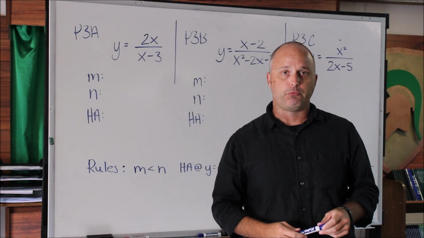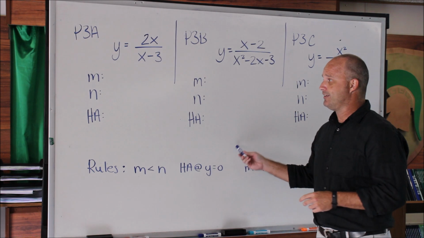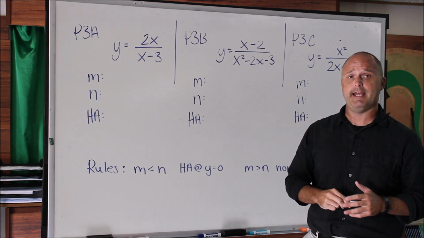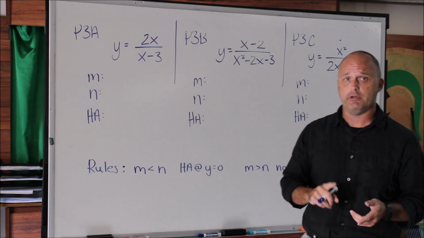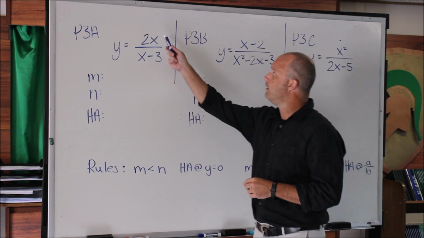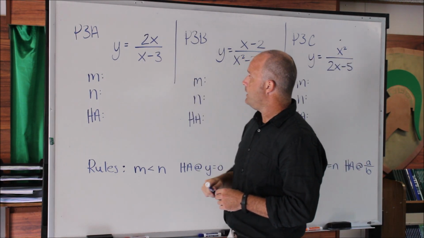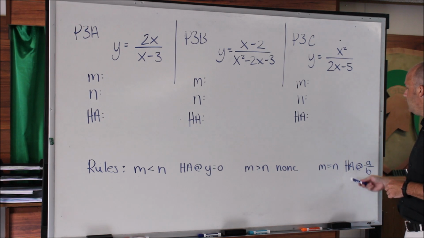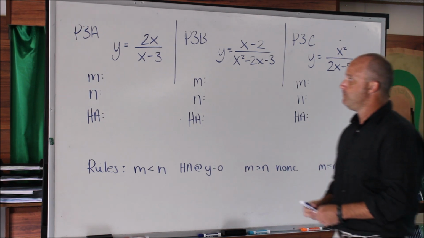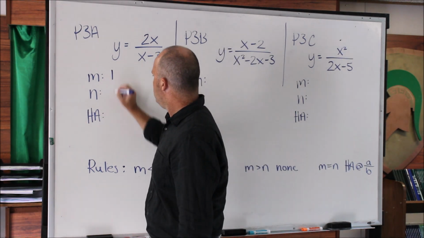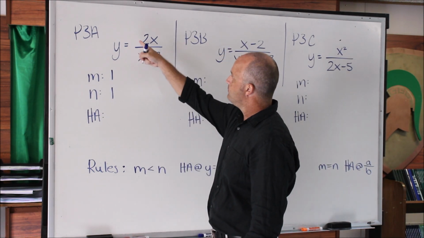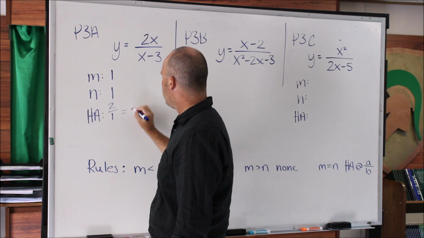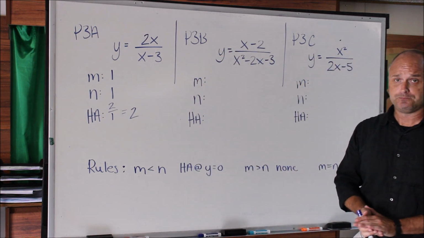Now for problems 3a through 3c, we're going to look to see if we can figure out what the horizontal asymptote is. So we've got y equals 2x over x minus 3 in 3a. So we're going to look again at what are the degrees of the numerator and denominator. So up here, we've got an x to the first, and down here we've got an x to the first as well. So go back to the rules, which tells you anytime that m equals n, the horizontal asymptote is going to be a over b. So we've got, again, a 1 and a 1, which means that the horizontal asymptote is going to be the lead coefficient over the lead coefficient. So 2 over 1, or y equals 2.